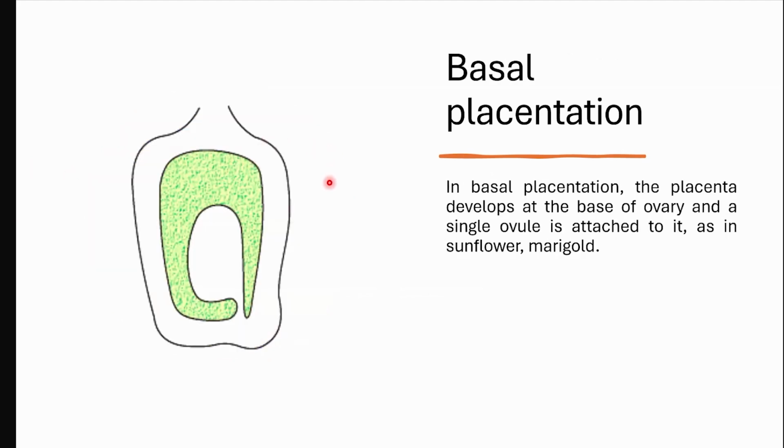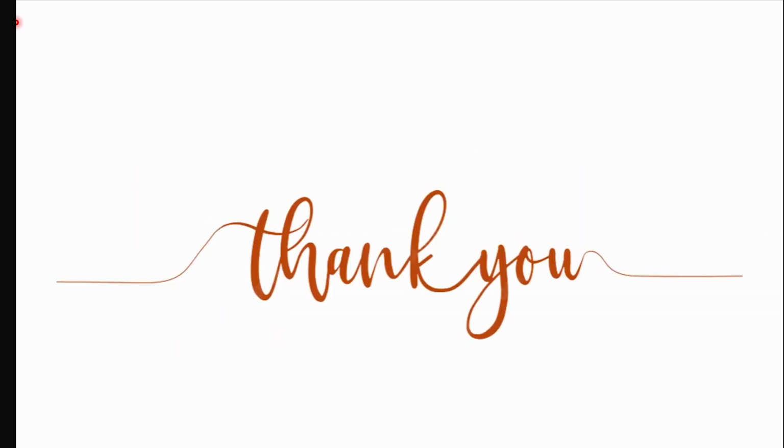Then there is this characteristic one, that is basal placentation. The placenta develops at the base of the ovary. This is the placenta, and a single ovule is attached to it, as in the case of sunflower and marigold. So in these two plants, what kind of placentation is actually seen? Basal placentation. So that is the end of the topic for today.